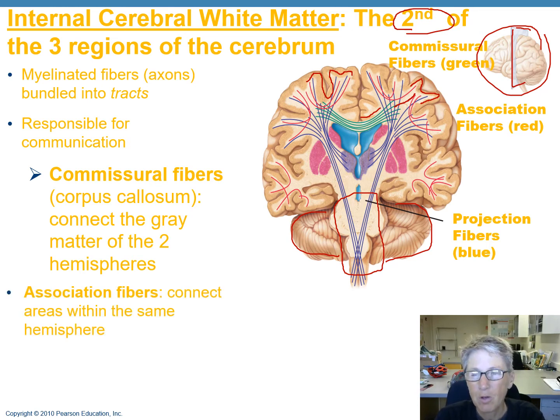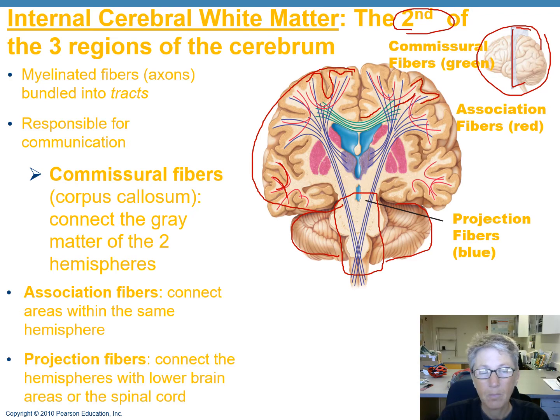You can see in the cartoon that the association fibers connect areas within the same hemisphere. This is the right cerebral hemisphere, and all these red fibers are making connections within the same hemisphere. And these projection fibers in blue connect the right and left cerebral hemispheres with lower brain areas, for example the brainstem, and then down here in the spinal cord, that's where those projection fibers connect.